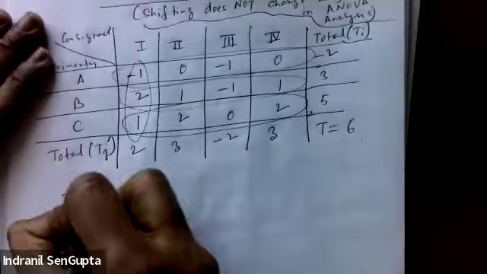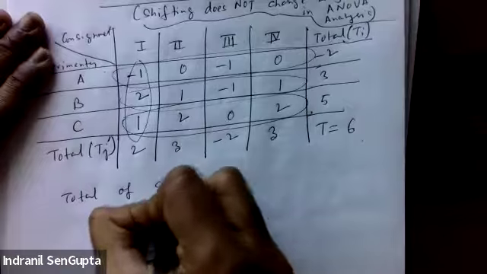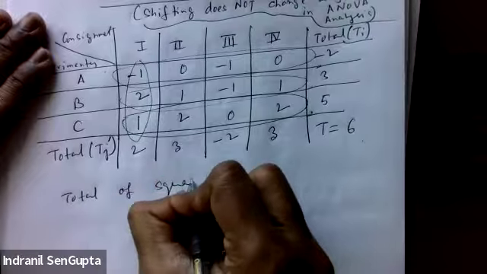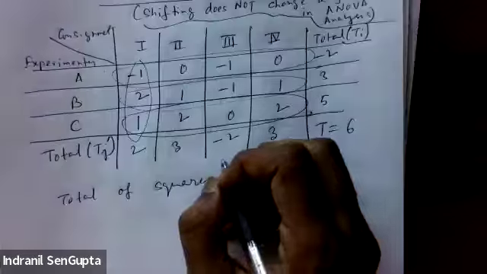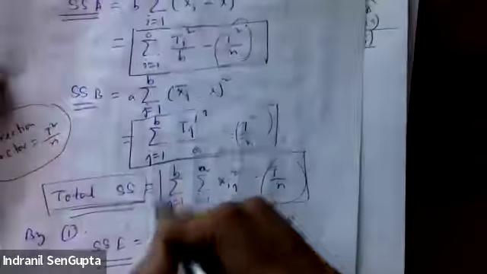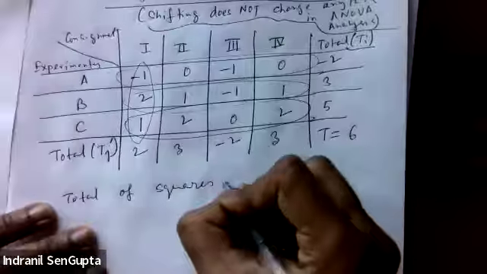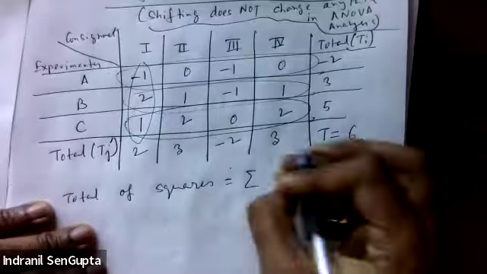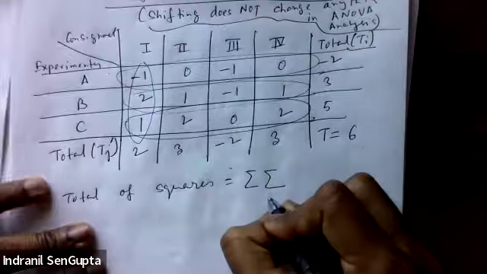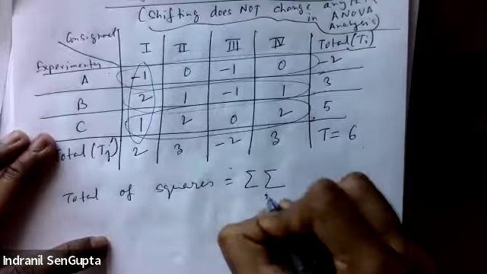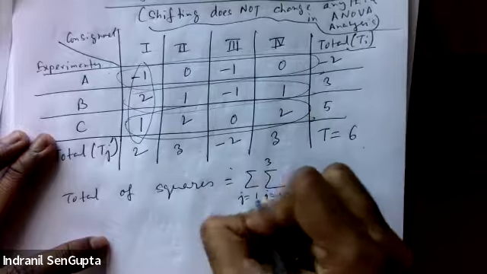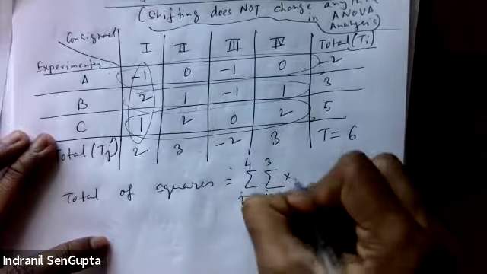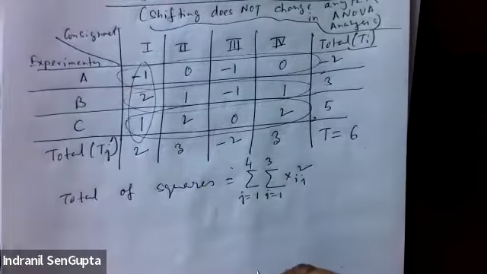Now, total of squares. So why do I need it? Remember that total of squares is needed, this quantity I'm talking about. So that is summation, in our case, i from 1 to 3, j from 1 to 4, x ij squared.